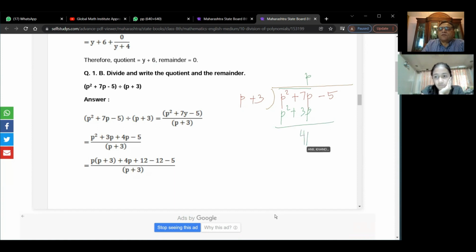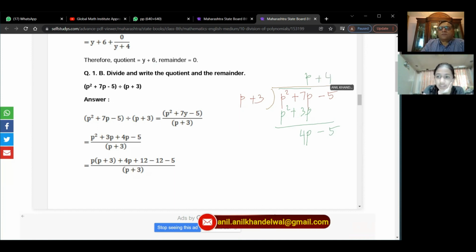We'll get 4p. Bring down 5. Now, what should I multiply p plus 3 with? I need to get 4p, so I'll multiply with 4, correct? Right. We get 4p plus 4 times 3, 12, right?